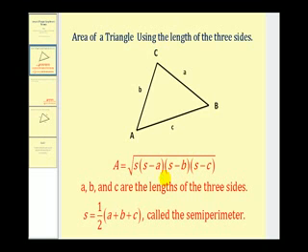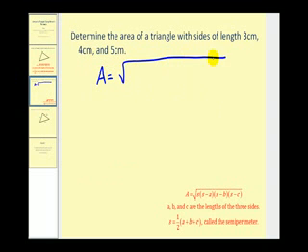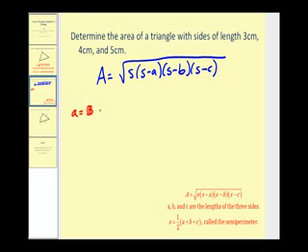Let's go and take a look at our first example. Here we want to determine the area of a triangle with sides of length 3 centimeters, 4 centimeters, and 5 centimeters. So the area is going to equal the square root of S times S minus A times S minus B times S minus C. So let's go ahead and let A equal 3, B equal 4, and C equal 5.